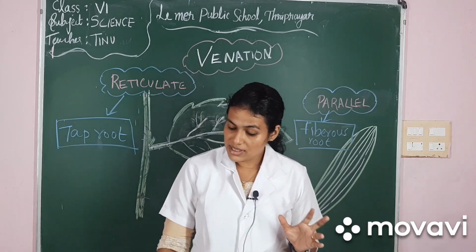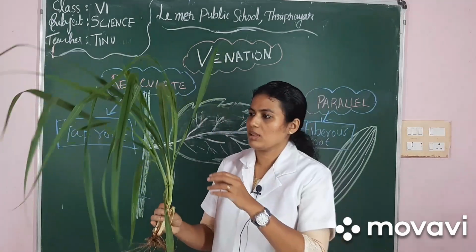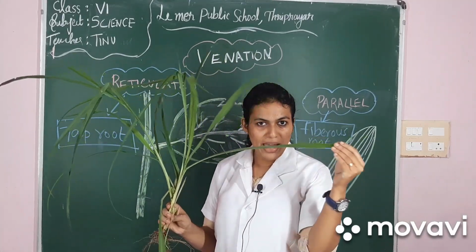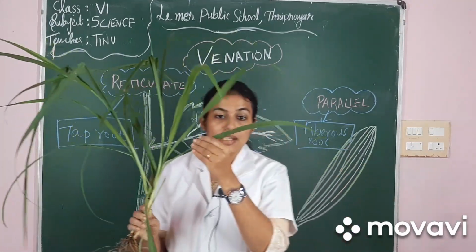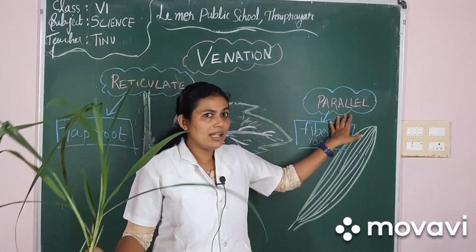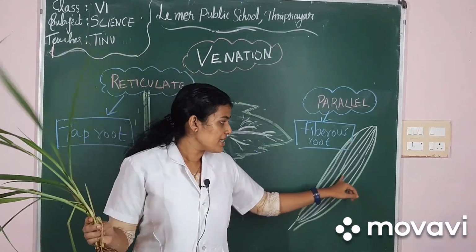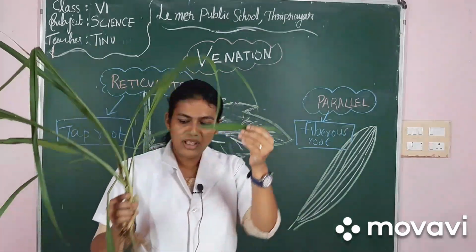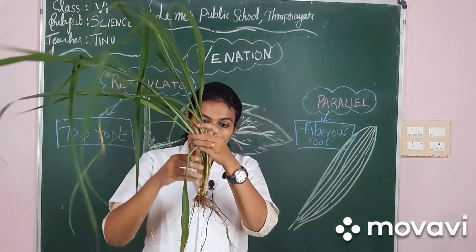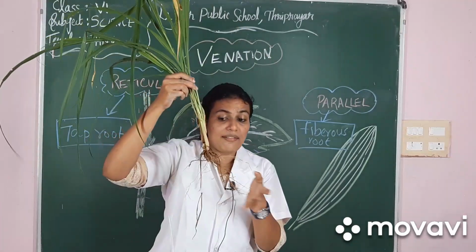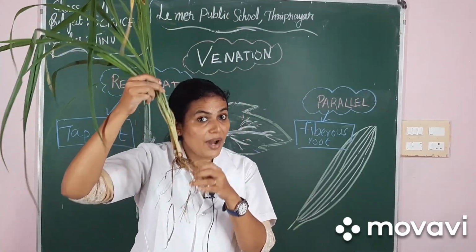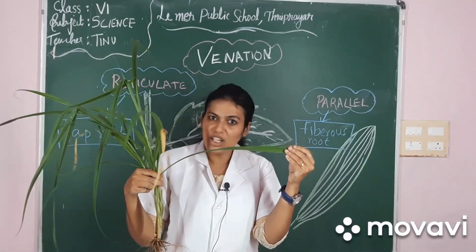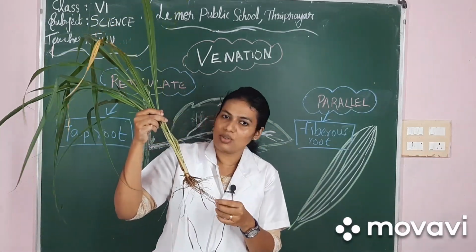Now let's observe our second plant. See the venation of this plant. Yes, this is having a parallel venation. That is, the veins are parallel to the midrib. Now let's observe its root system. It doesn't have any primary roots. It's having a fibrous root system. So the plant with parallel venation has fibrous root system.